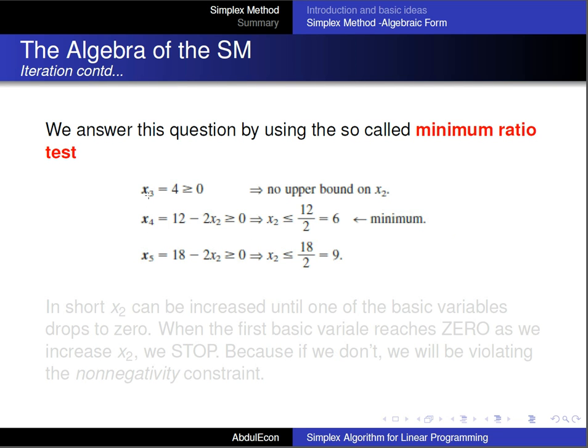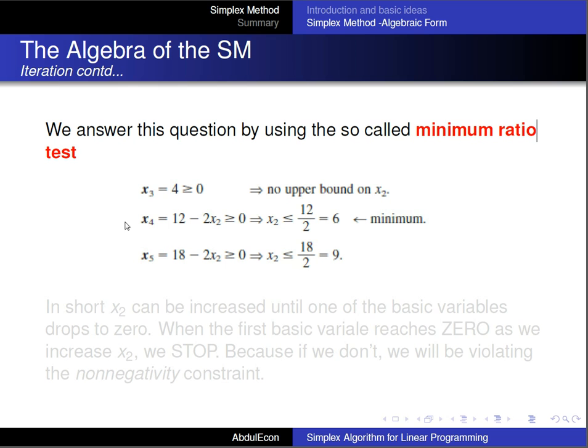For example, x3: increasing x2 does not affect x3 because x3 does not depend on x2. So there is no upper bound on x2 if we look at x3. But if we look at x4 and x5, because they depend on x2, then we will see that if we increase x2 to 6, then x4 drops to 0. So x4 drops to 0 when x2 is equal to 6, and x5 drops to 0 when x2 is equal to 9.